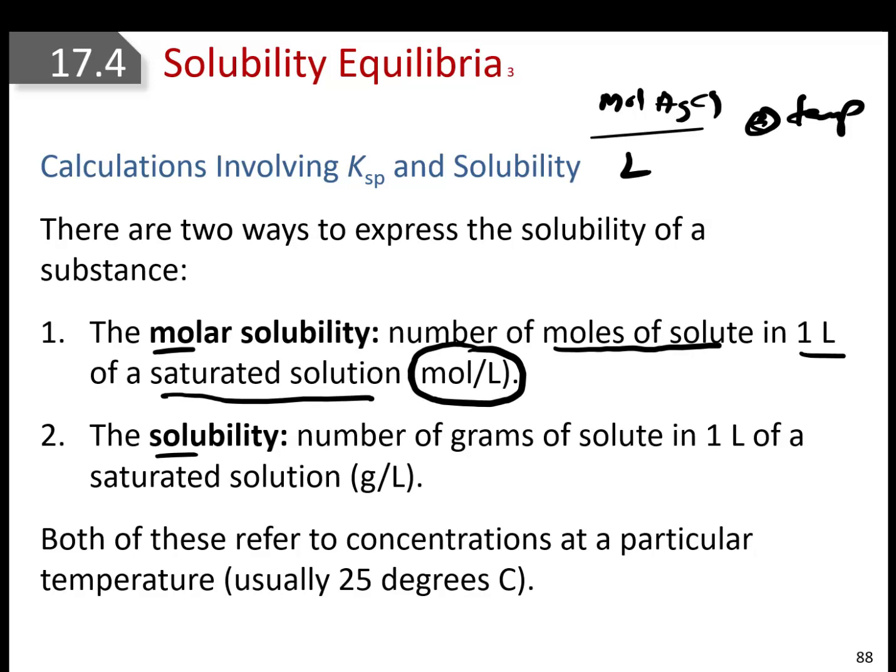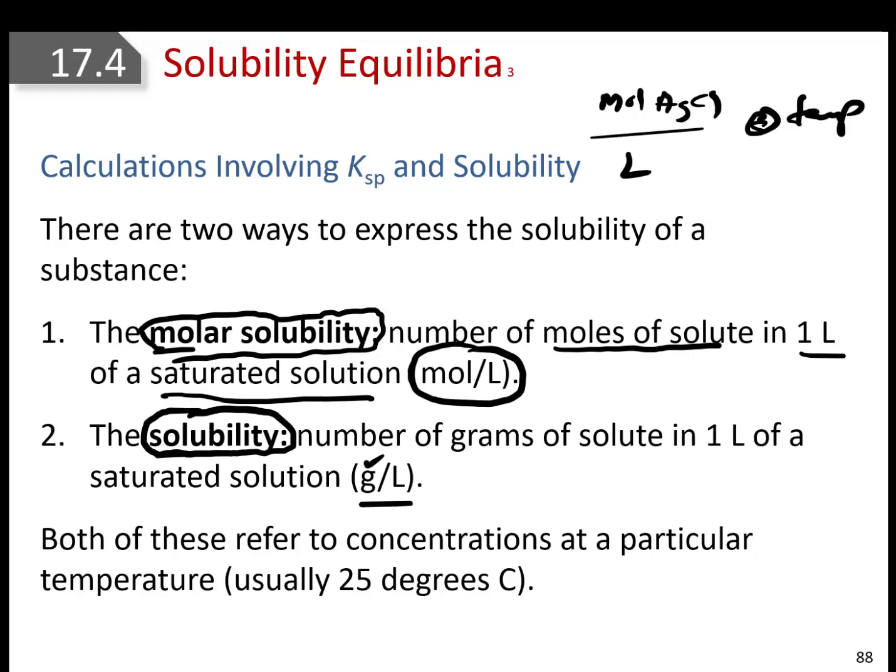Now, outside of chemistry, the most important solubility is just solubility, and it's in grams per liter. And the advantage of this is you don't have to know the molar mass of the substance. So you just weigh out how many grams, and you determine how many grams is soluble and how many grams is left piled in the bottom of the beaker. So this is more important outside, but you need to know both solubility and molar solubility.